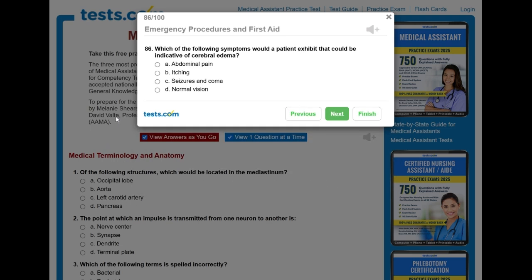Question 86. Which of the following symptoms would a patient exhibit that could be indicative of cerebral edema? A. Abdominal pain. B. Itching. C. Seizures and coma. D. Normal vision.